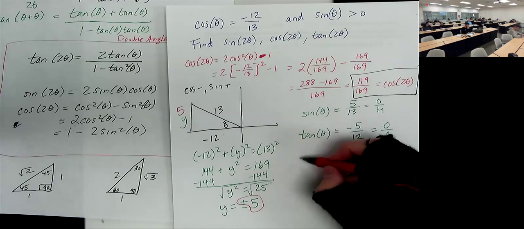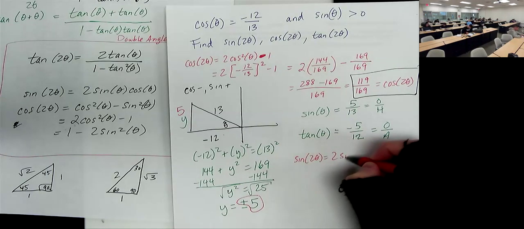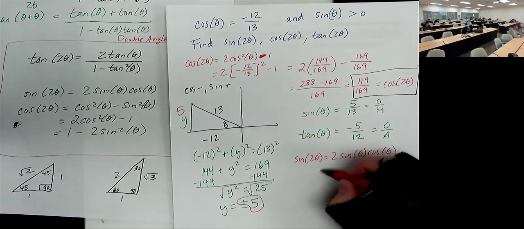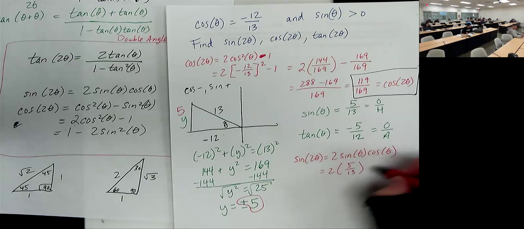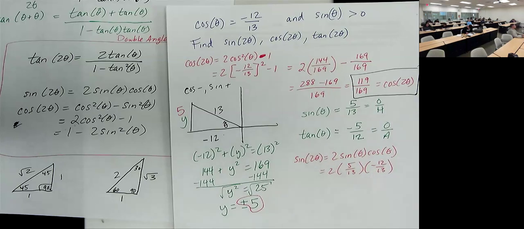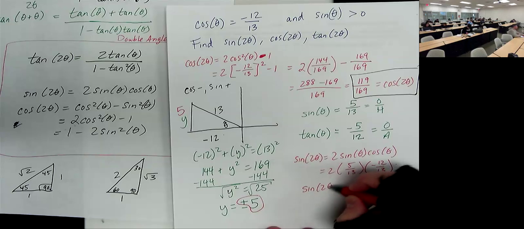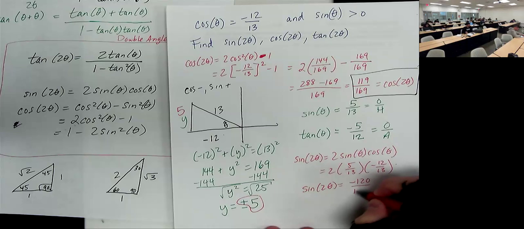So sine of 2 theta, we'll just use the formula for it. That sine theta was 5/13. Cosine theta was -12/13. The sine of 2 theta equals, that looks like -120/169.